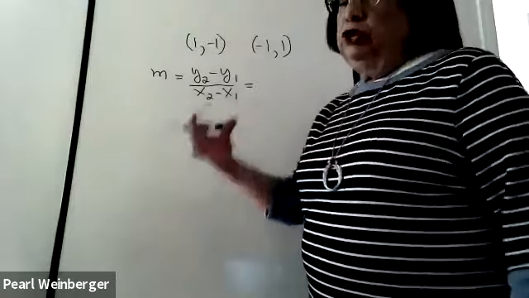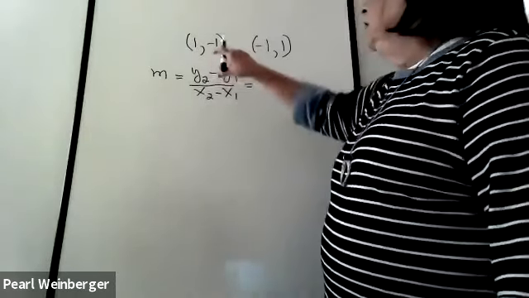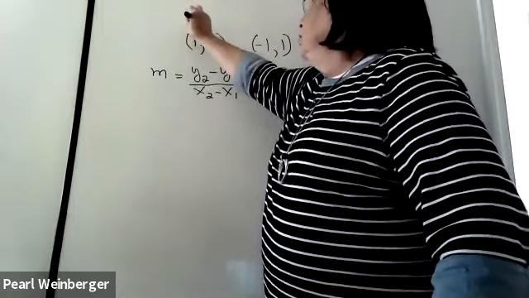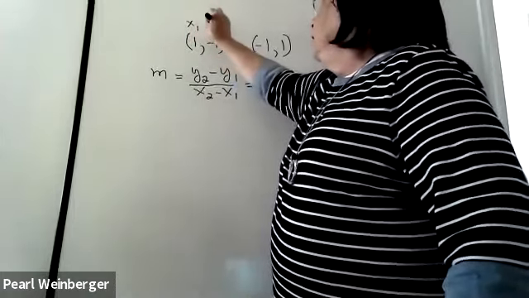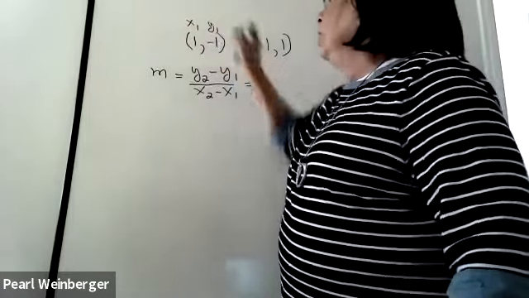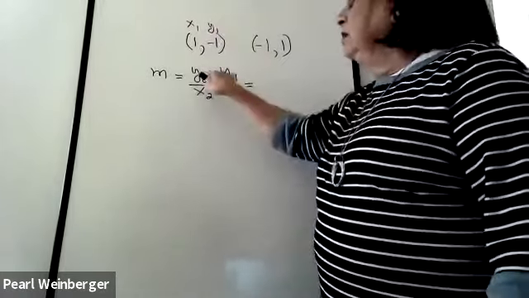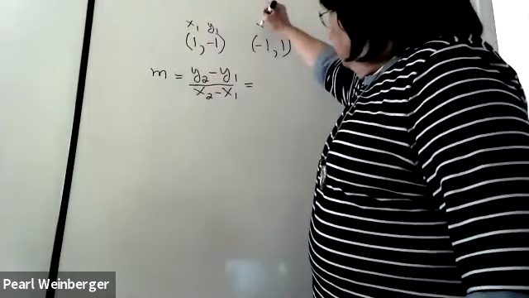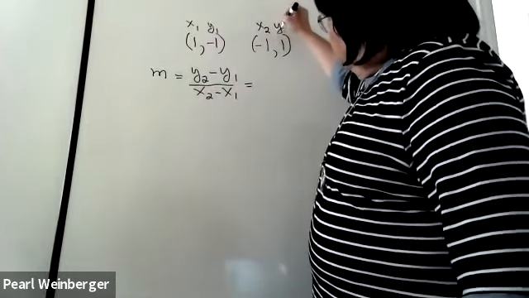It doesn't matter which you call the first point, but if I'm calling this my first point, then this is what we call x1, and this is y1. x1 means the x of the first point. y1 means the y of the first point. These are subscripts, they're not exponents. Obviously, then this becomes my x2, y2.